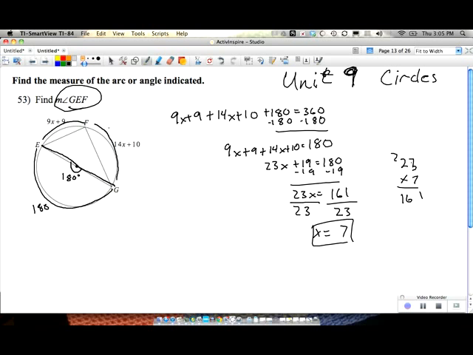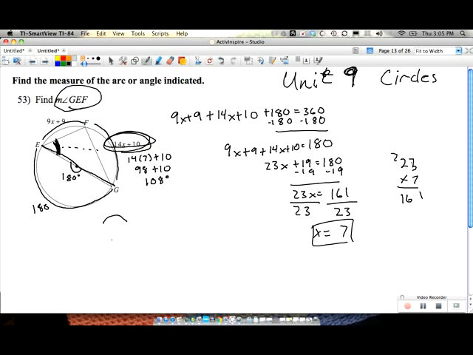Done? No! It says find the measure of angle GEF. So that's this angle right here. And that angle relates to this arc right there. Well, let's see. If we have 14 times 7 plus 10, let's see what that arc would be. 14 times 7 is going to be 98, plus 10. And then we simplify by adding those two together. That gives us 108. But this angle, there's no way that could be 108 degrees.